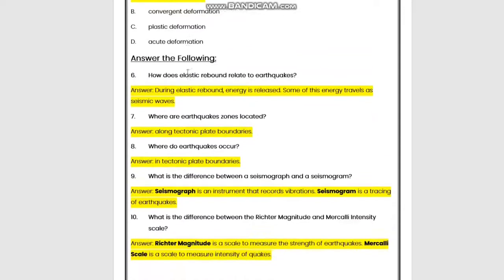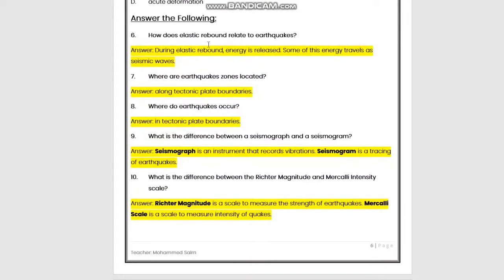Answer the following. How does elastic rebound relate to earthquakes? Answer: during elastic rebound, energy is released. Some of this energy travels as seismic waves. This is the answer. You have to write this one in the exam. Where are earthquake zones located? Along tectonic plate boundaries. Where do earthquakes occur? In tectonic plate boundaries. They are important, by the way.